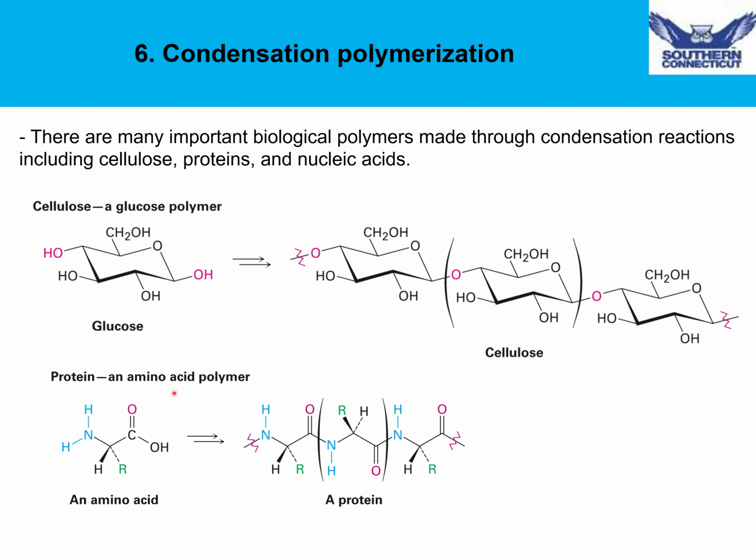Proteins are polymers of amino acids. So amino acids contain both a carboxylic acid and an amino group. And so one amino acid can react with its carboxylic acid with the amino group on a different amino acid, and that leads to the formation of amide bonds and therefore the formation of a protein.